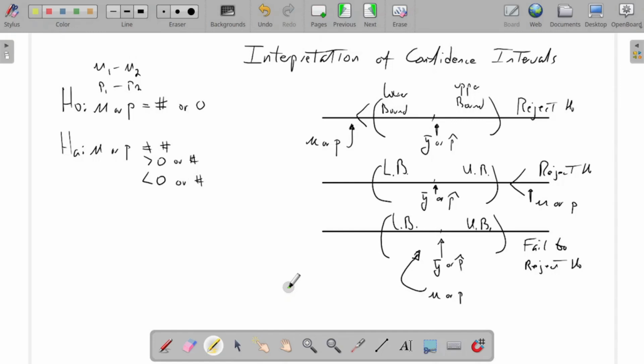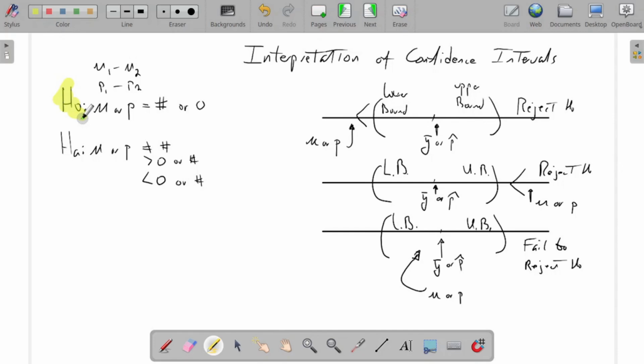It's a short video discussion on how to interpret confidence intervals, especially in context of hypothesis testing. So let's review the hypotheses first. Let's look over here. Here's our null hypothesis.